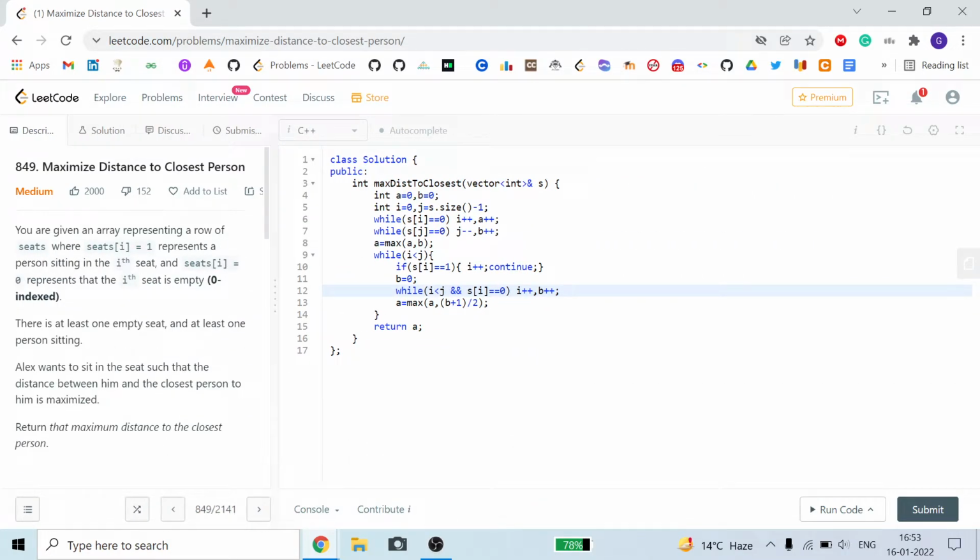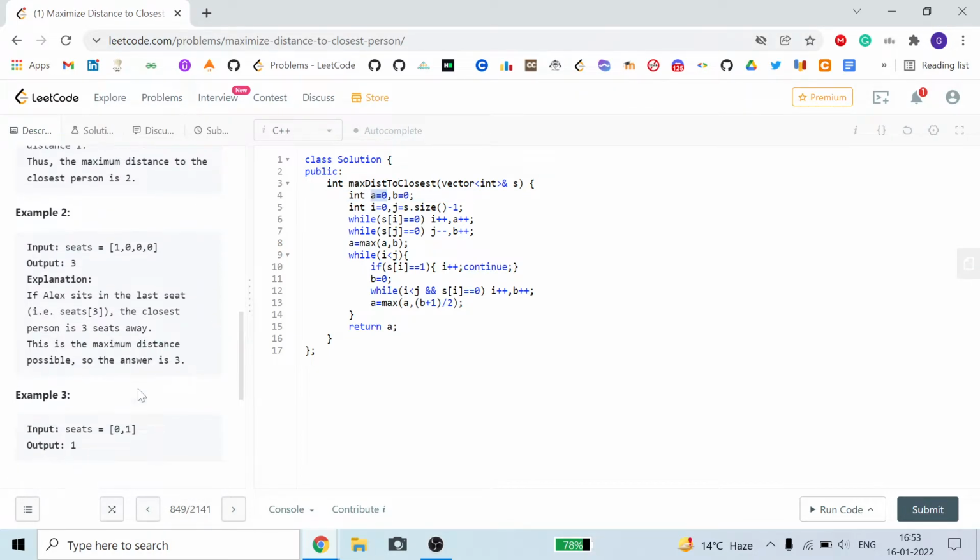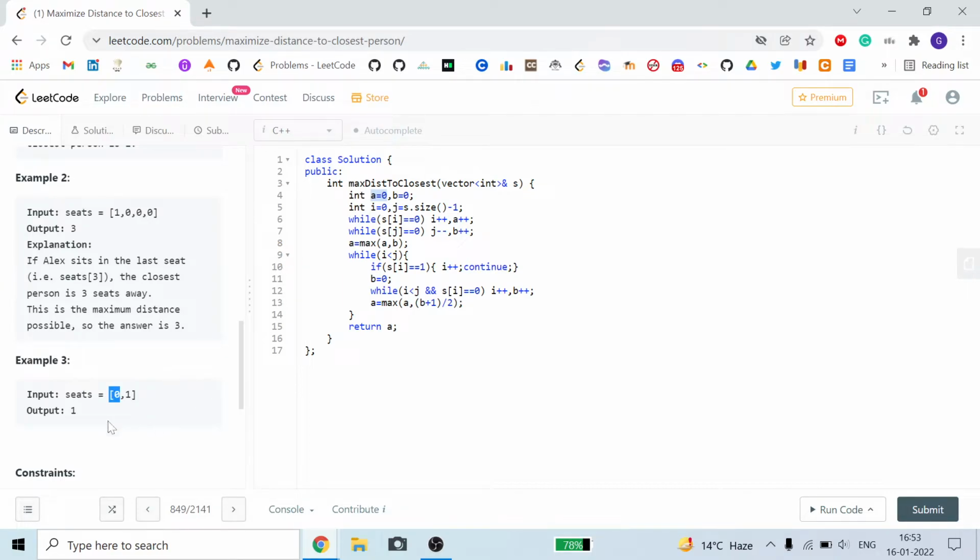So now we are going to solve the problem. Here we are given this function maxDistToClosest and a vector<int> s. In the starting we take two variables a and b, and both are initialized with 0. And why do we take these? In a we will store the count of 0s before the first one in our array. Like here a is equal to 1, here a is equal to 0 because s[0] is equal to 1, so there is no 0 before the first one.